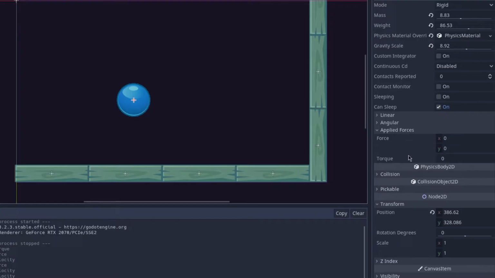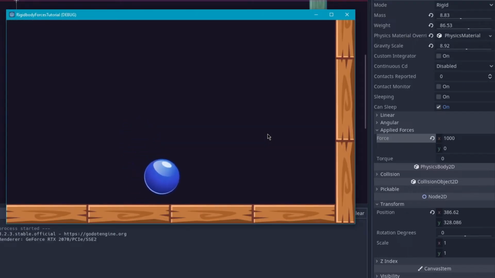Now let's reset that and let's go into the last section, which is applied forces. These are forces that will be continuously applied to the rigid body. The force is similar to the linear velocity. So let's set this to 1000 again. And if we run this, you'll see that it keeps being pushed to the right.